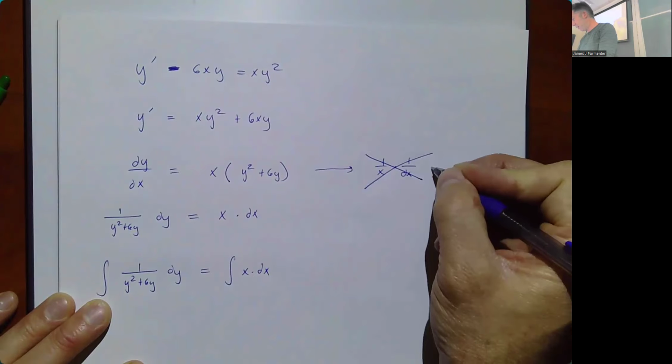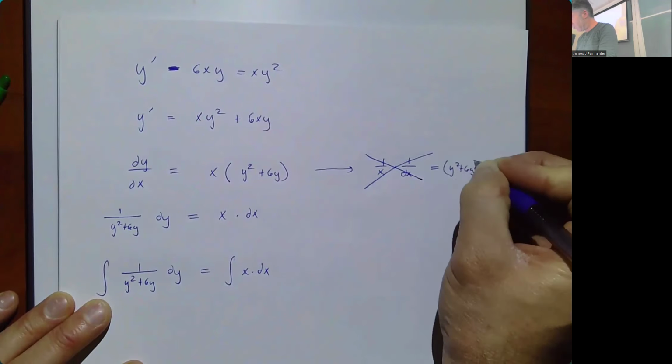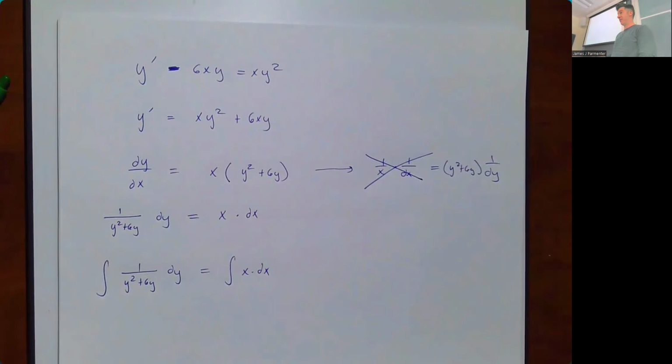And also on the other side, we'd have y squared plus 6y times 1 over dy. Yes, I would much rather integrate y squared plus 6y as opposed to 1 over y squared plus 6y, but it's not an option. So to integrate this left-hand side here, well, I can't do a u sub. It's not just the natural log of that stuff.